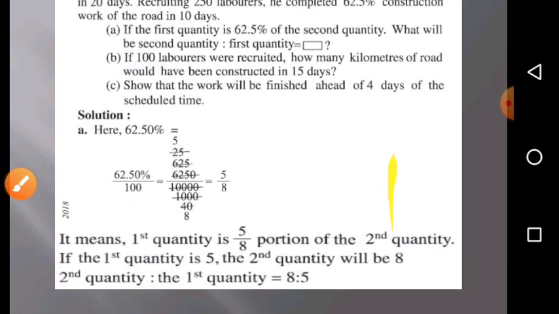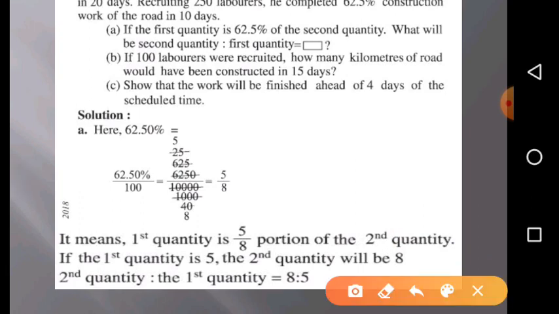Here you can see it means the first quantity is 5/8 portion of the second quantity. প্রথম কোয়ান্টিটিটা হচ্ছে দ্বিতীয় কোয়ান্টিটির 5/8 অংশ. So the first quantity is 5, the second quantity is 8, so the second quantity to first quantity will be 8:5. I think it is very easy for you and it will be understood.